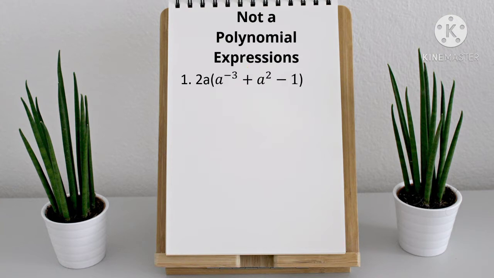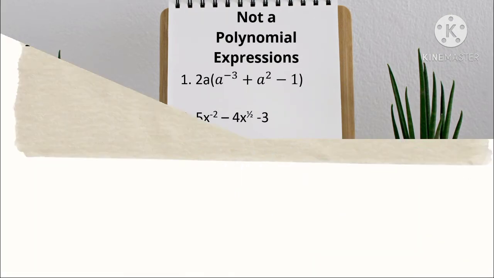And then number 2, we have 5x to the power of negative 2 minus 4x to the power of 1/2 minus 3. So, duha ang iyahang balakid nga dili siya mahimong polynomial expression, the negative 2 and 1/2. And last one is 1 over x, which is x is naa sa denominator. A variable is in the denominator, so it is not polynomial expression.